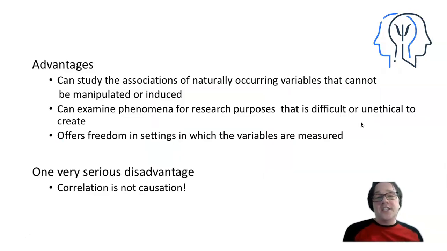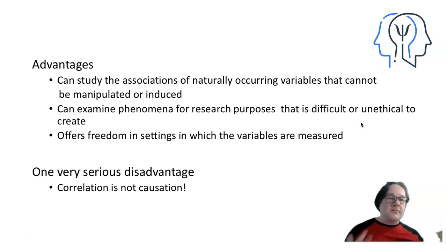So what are some advantages of a correlational study? Well, it allows us to study the associations of naturally occurring variables that we can't study in a lab because it's either impossible to manipulate or it would be really unethical for us to manipulate.